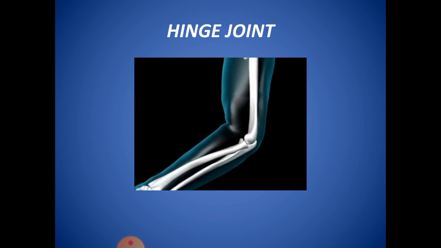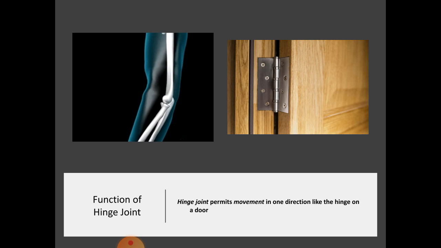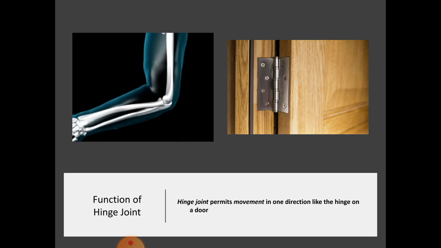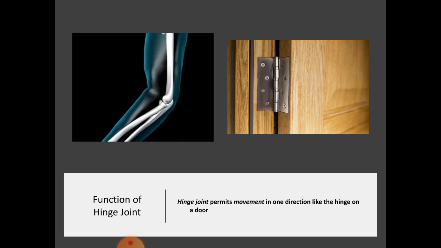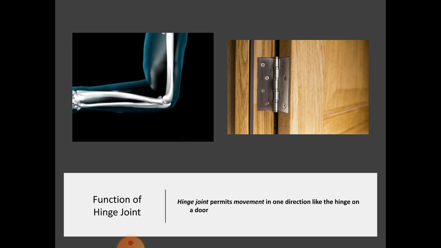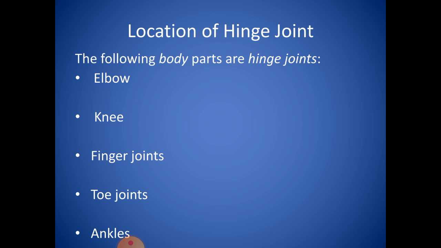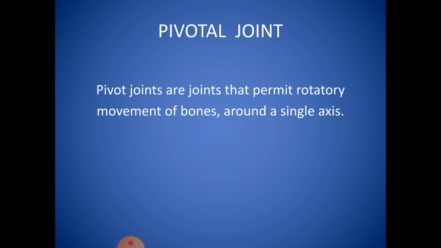Next is hinge joint. Function of the hinge joint is to permit movement in one direction, like the hinge on a door. Location of the hinge joint: we can find hinge joint in our body in elbow, knee, finger joints, toe joints, and ankles.